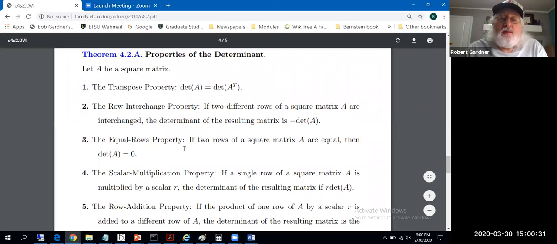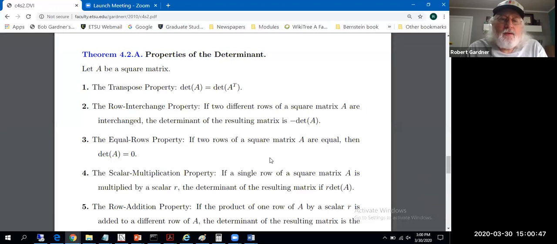Equal rows property. If two rows of a square matrix are equal, then the determinant of A equals 0. Geez, that's going to follow. I'll leave it to you to read the proofs, but that'll follow from this previous one. So interchange two rows, change the determinant by a negative. Two rows are the same, determinant's 0. We've seen when two rows are the same in a matrix, we've seen that lead to some stuff in the past. One of the things it might have led to would be linear dependence. Another was free variables in a consistent system of equations.